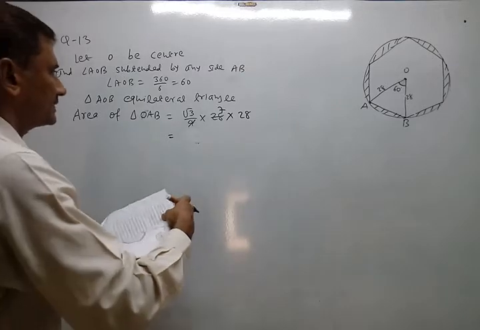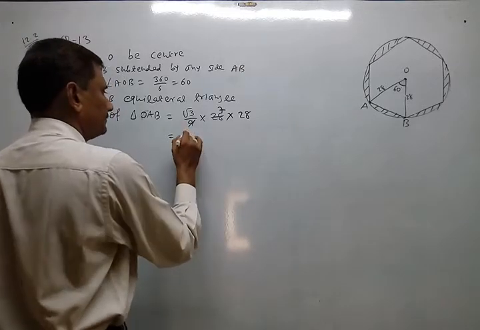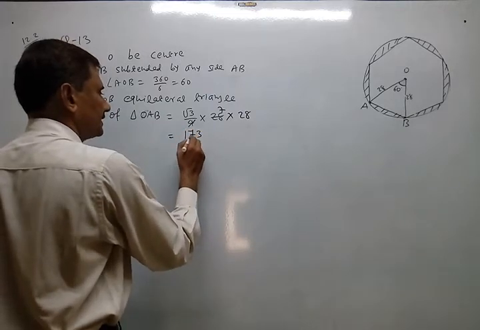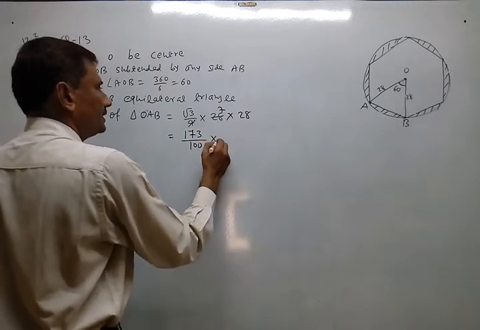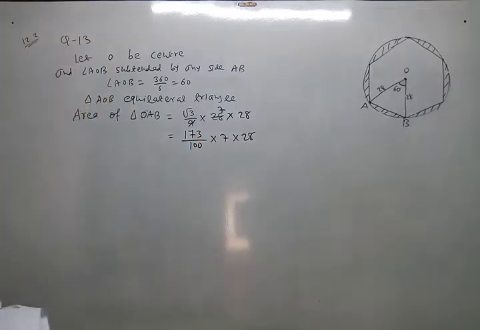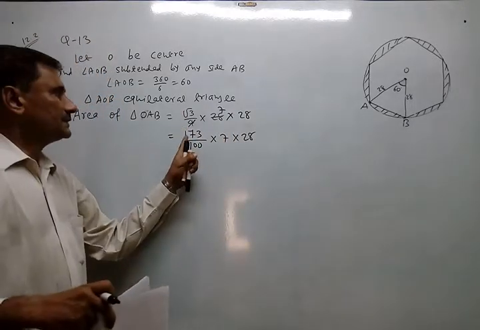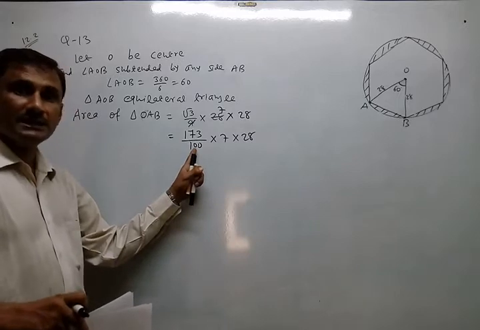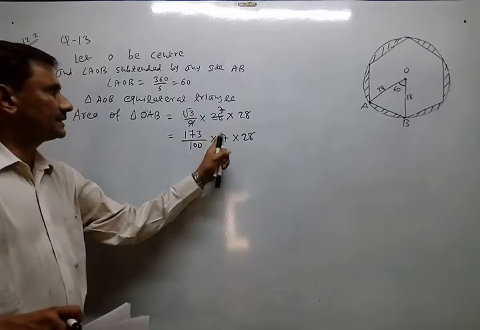Yes, root 3's value is given, so just write 1.73 into 7 into 28. You understand? Root 3's value is 1.73. I just remove those decimals, and here the cutting is done.